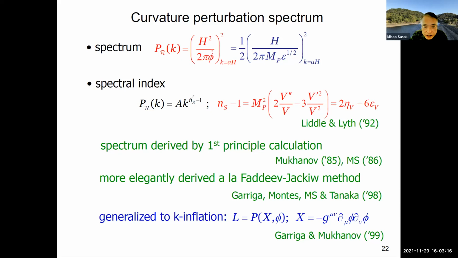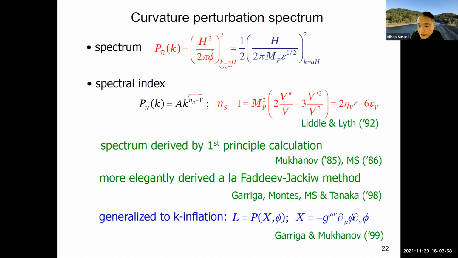This is rather unfortunate, but for some historical reason, the power spectrum of the curvature perturbation is given in terms of this ns minus one. When ns equals one, this becomes purely k independent, but when there is some weak k dependence, you may compute it, and in terms of the potential you can write it in this form, given by these eta v and epsilon v parameters.